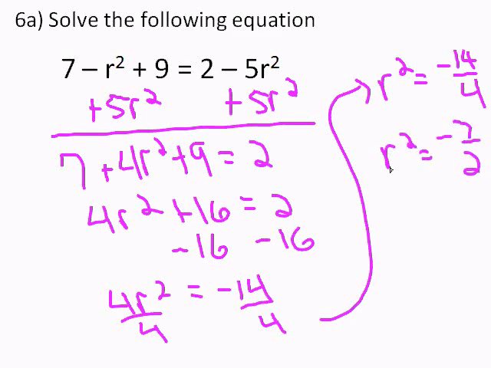But honestly, if you notice you have an r squared equal to a negative number, it's a dead giveaway. You're going to have a square root of a negative. That means that there are no real solutions.